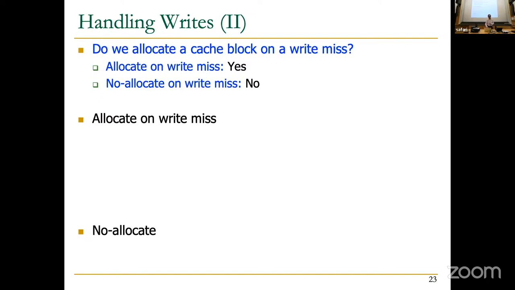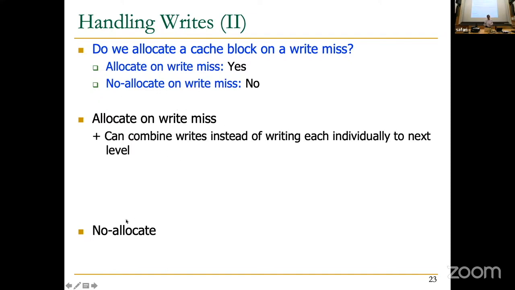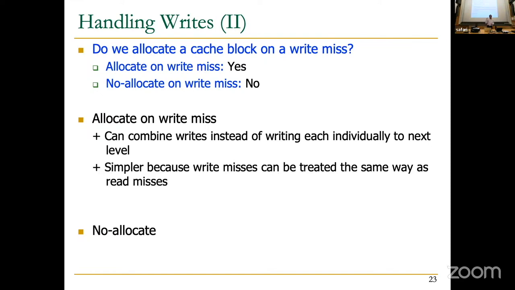So basically, there are two design decisions that you make here: you allocate on a write miss, or you do not allocate. Now, if you allocate on a write miss, what may happen is you write the cache block into the cache, and then you may have many updates to that cache block. If that happens, this is good. You can combine the writes instead of writing individually to the next level. So that's the upside, right? Combining, again very similar to the previous one.